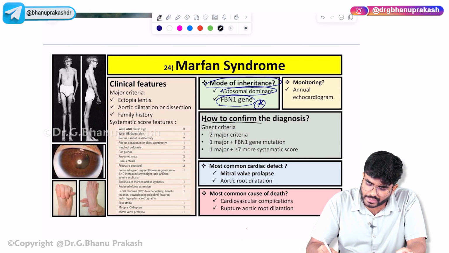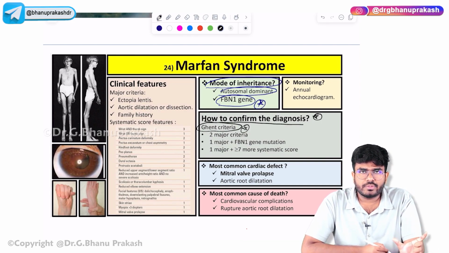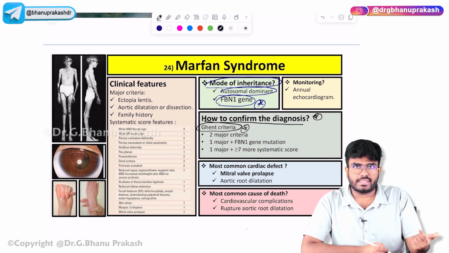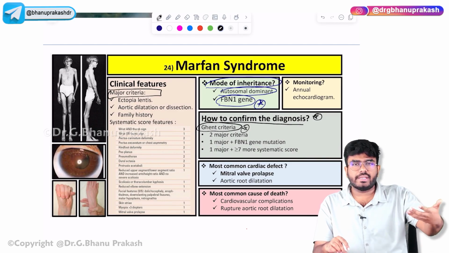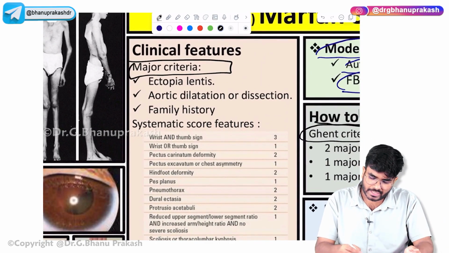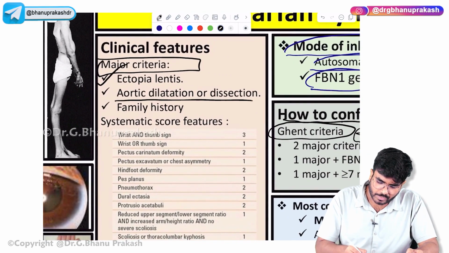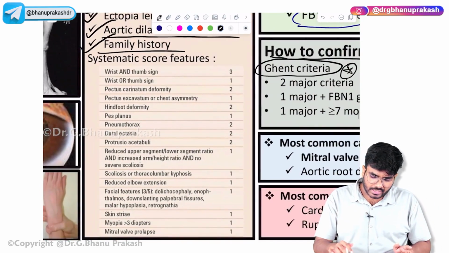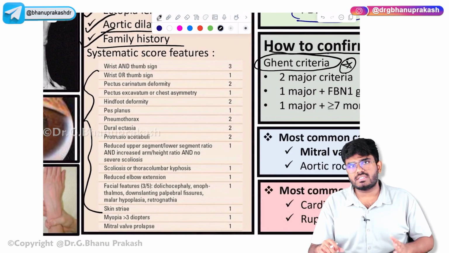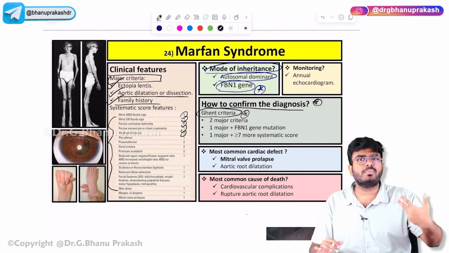So, how to confirm the diagnosis of Marfan's? See, there is a criteria called Ghent criteria. Just the name is enough. You don't need to go into details about the Ghent criteria. Actually, some major criteria are there. You know the clinical features. Three of them are considered major criteria: ectopia lentis, that's the superior temporal dislocation of the lens, and aortic dilatation or aortic dissection, and a family history. These three are considered major criteria. The rest of the others can be considered minor criteria, and they are given respective scores. No need to go into that much detail.